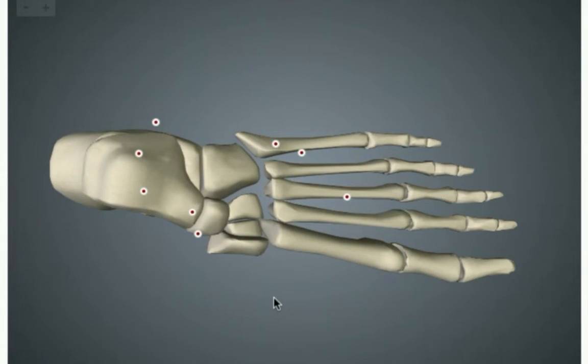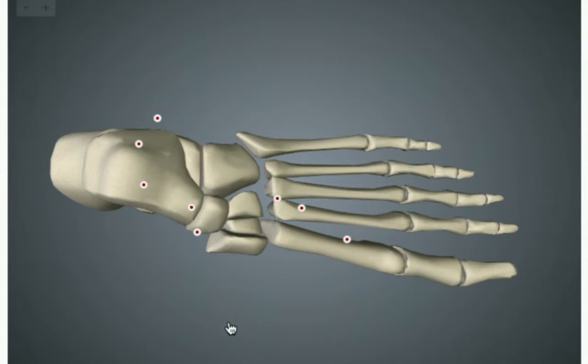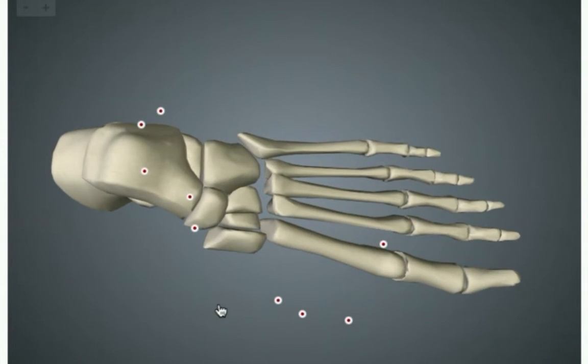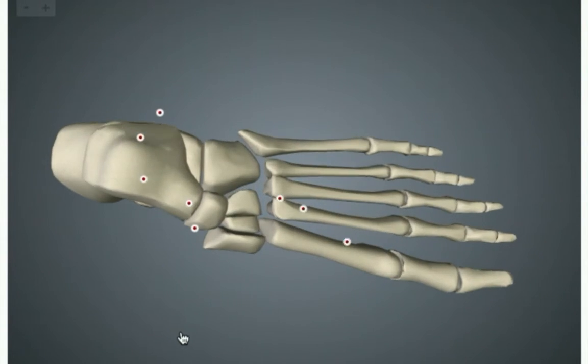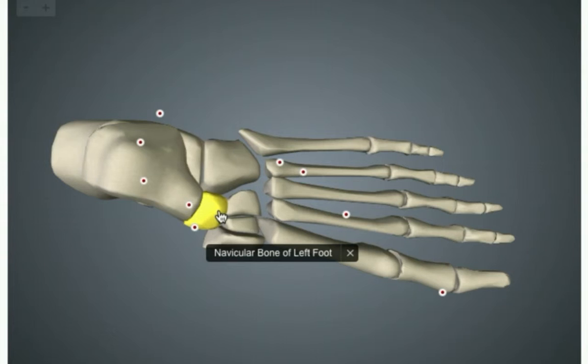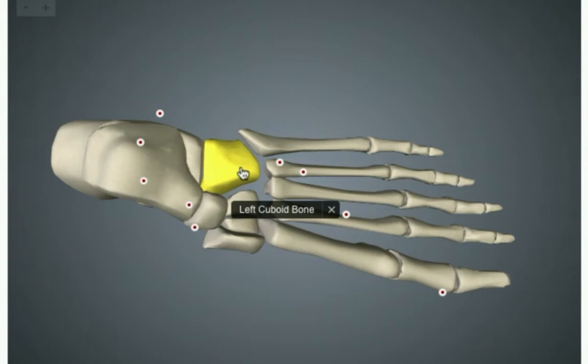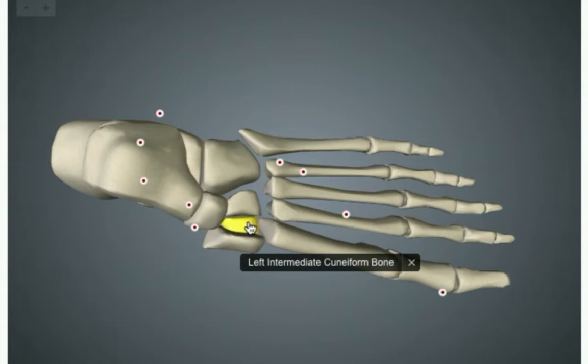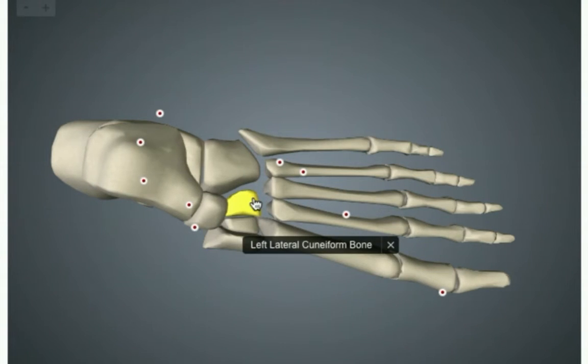All right, we're going to go ahead and take a look at our midfoot now. So what five bones make up the midfoot? All right, our navicular, cuboid, and the medial, intermediate, and lateral cuneiform. So let's ID them real quick. Here's our navicular, then we have our cuboid over here, our medial cuneiform, our intermediate cuneiform, and our lateral cuneiform.